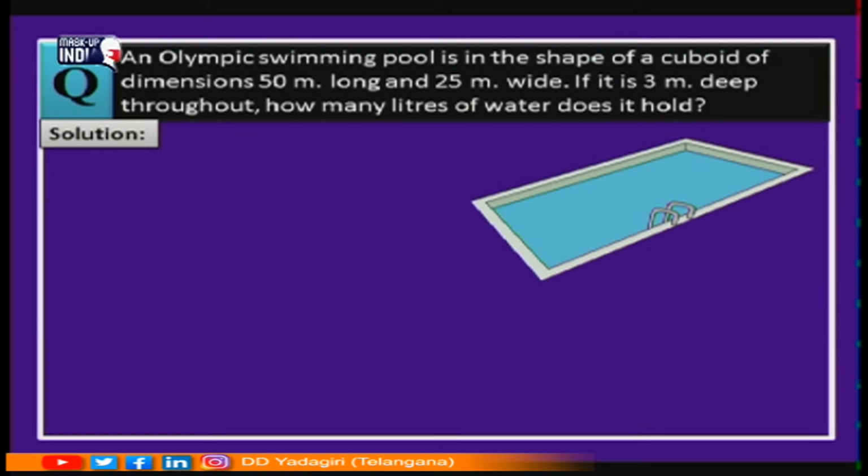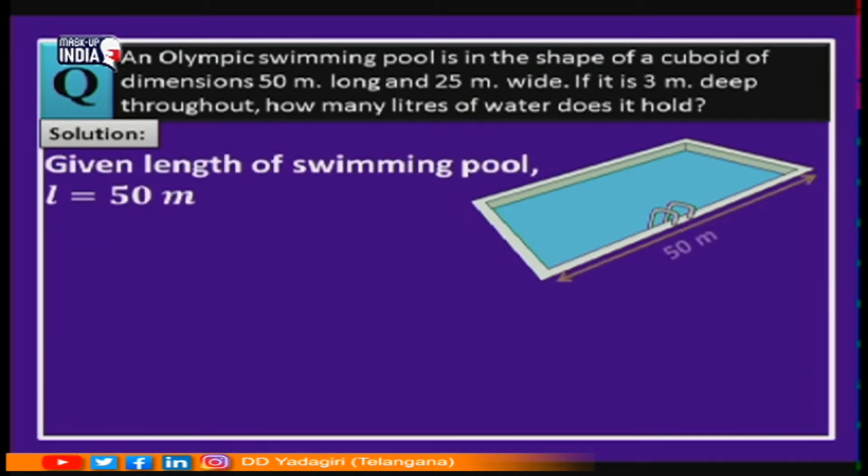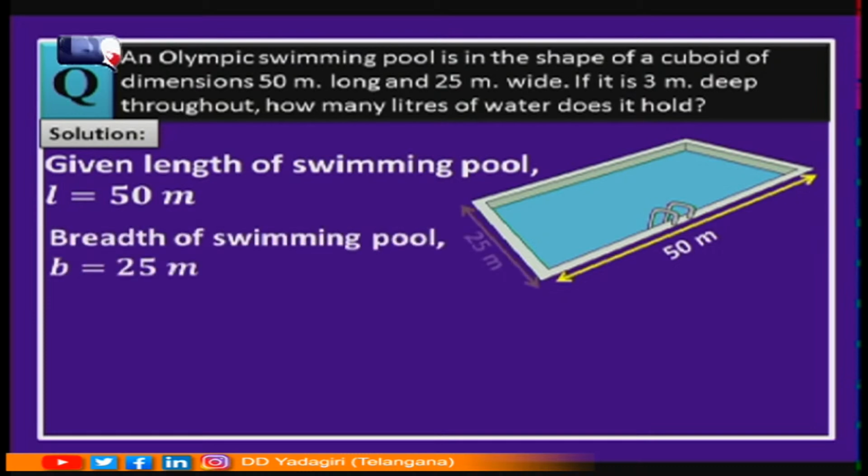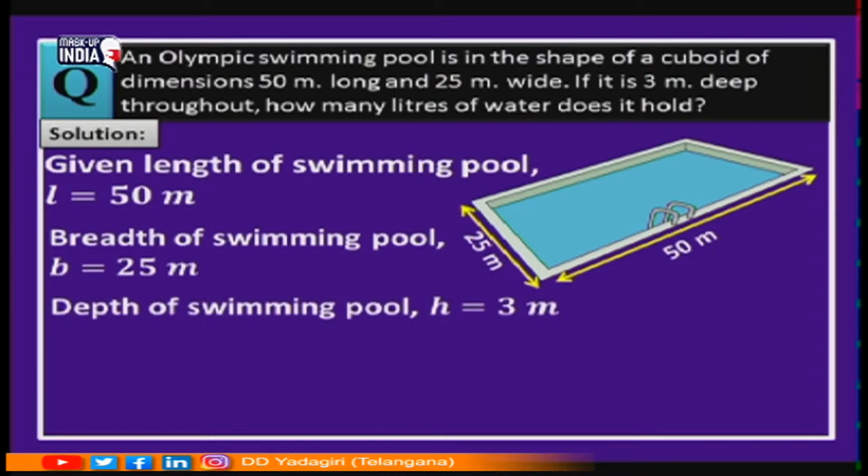A swimming pool is given to us, and what is the length of the swimming pool, children? Yes, L equal to 50 meters. And what about its breadth, children? Yes, B is equal to 25 meters, and also height is given as 3 meters. So, the depth is nothing but the height here. Now, what we need to find is how many liters of water the swimming pool holds. That means, first we will find out the volume of the swimming pool.